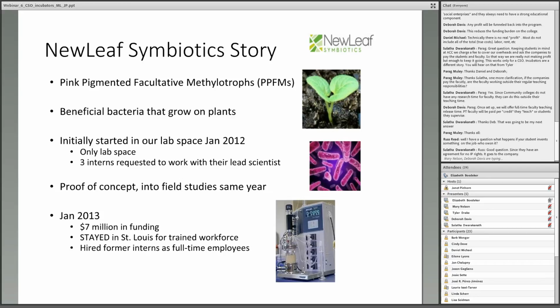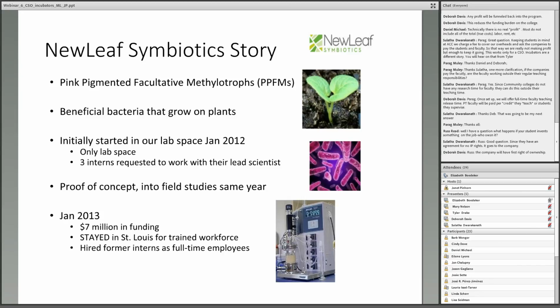They initially started in our lab space in January of 2012, and we were the only lab space. They had 1 lead scientist in their employ, and once they signed the lab use agreement with us, they requested 3 interns to work with them. And against my better judgment, I agreed, and then I saw how hard they worked, those 3 interns. I was very happy with my decision. But very quickly they were able to prove their concept and move into field studies that same year. And by the following January, they were awarded $7 million in funding.